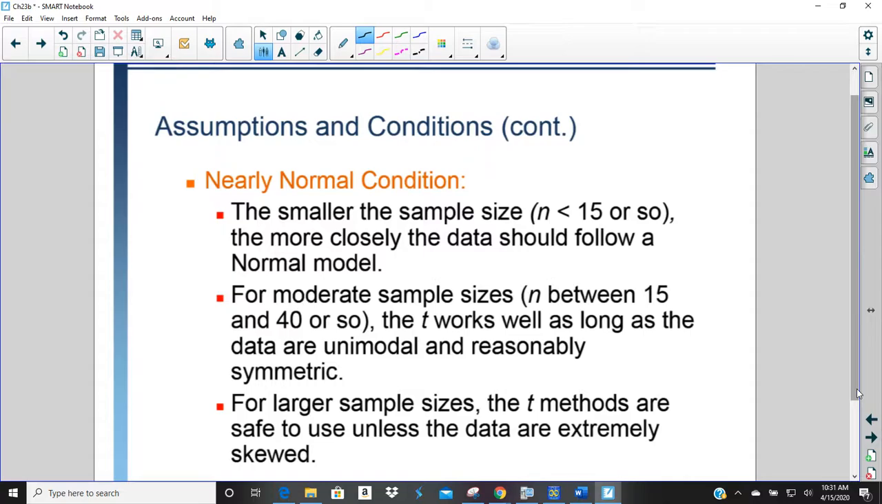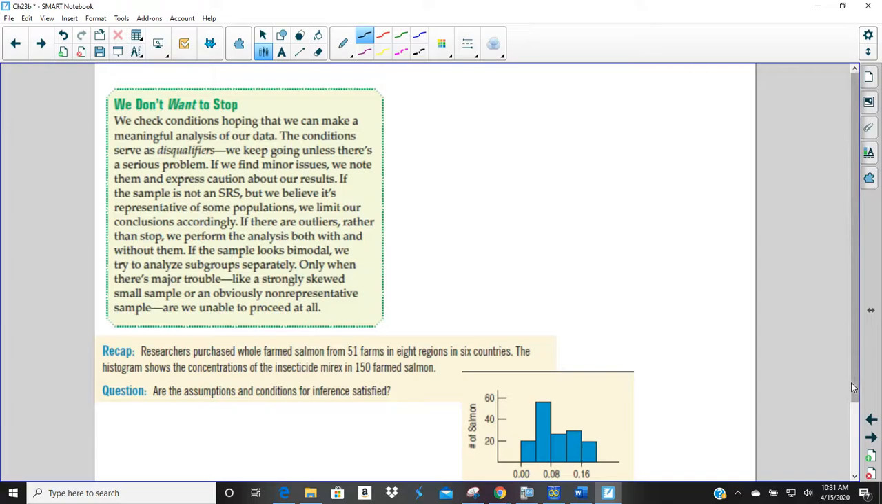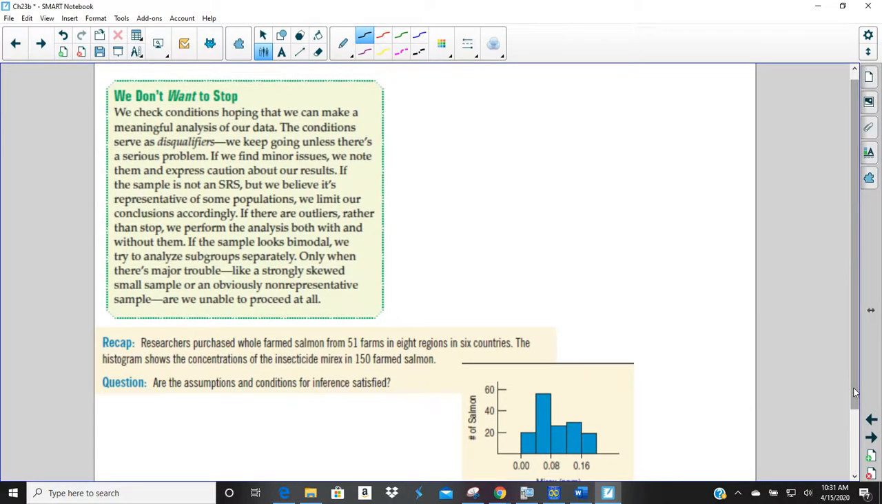What's a large sample size? There's the book saying over 40. I've also seen it over 30. Just back up your work. So what if the number's 32? I hope the data would be unimodal and only slightly skewed. Okay. So let's look at this example. This is from the book, but I want to talk about it a little bit.